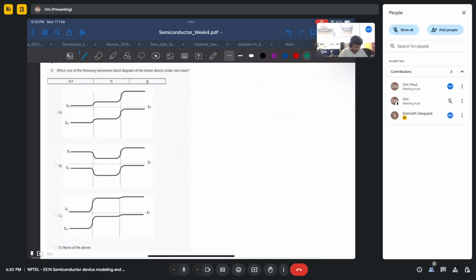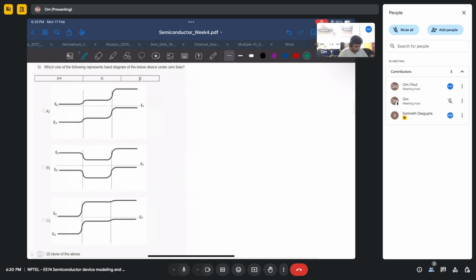So next is a very simple question. Which of the following represents the band diagram of the below device under zero bias? So we have N plus, N, and P. So what would be the answer?